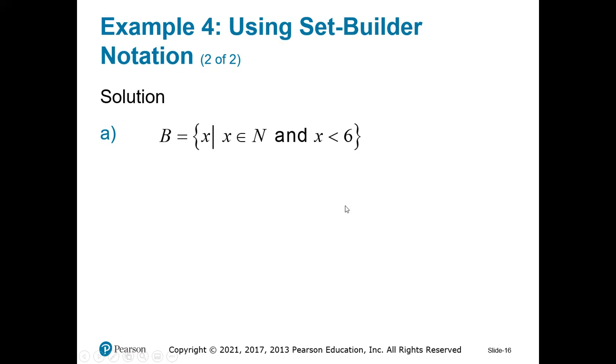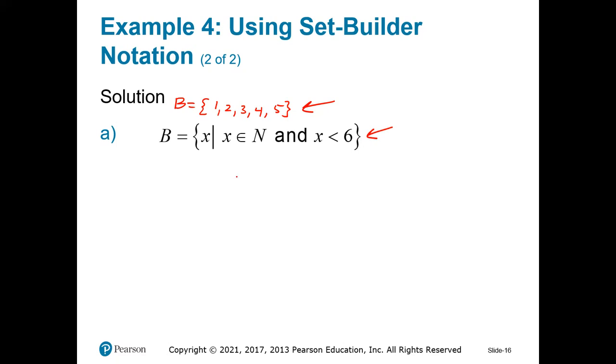So I could have written B this way. What are the natural numbers that are less than 6? 1, 2, 3, 4, and 5. So these two things are the same. It's just that set builder notation is sometimes useful when you cannot use the roster form.